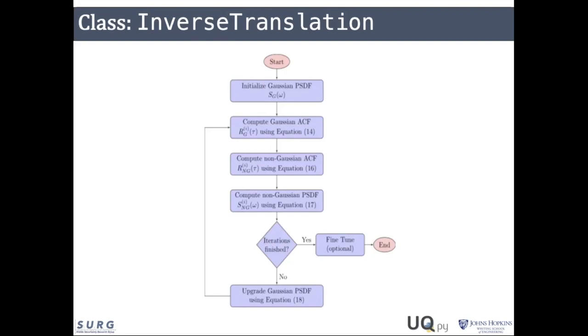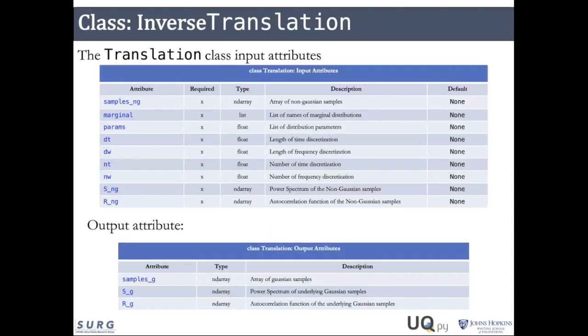We then compute an error metric against the target non-Gaussian power spectral density function, and based on the convergence conditions, we determine if the iterations have finished or not. If they haven't, we have an update scheme for the next initial value, and the loop continues. If we determine that convergence has been reached, we end the loop. And the inverse translation class input attributes have been given here.